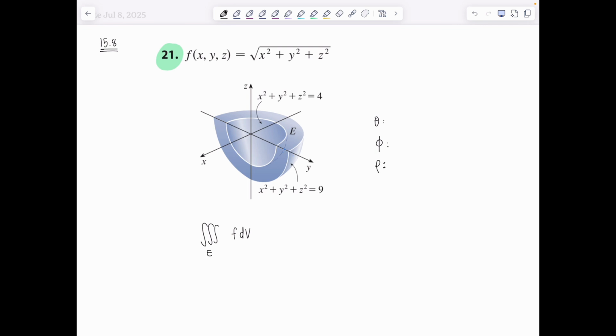So theta looks like it's starting, this would be theta equals 0. Right here is theta equals pi over 2, up until 3 pi over 2. Okay.